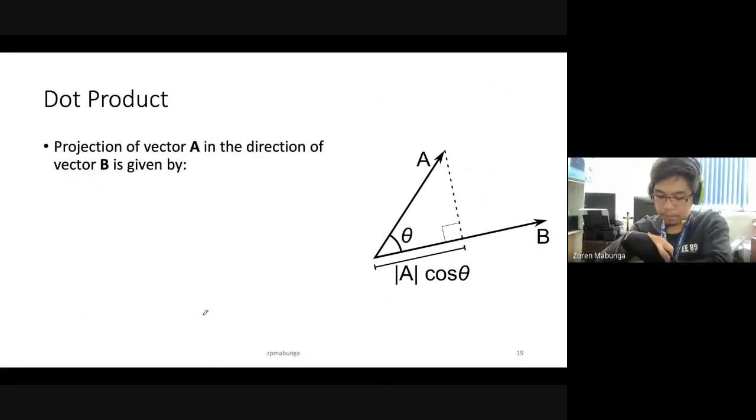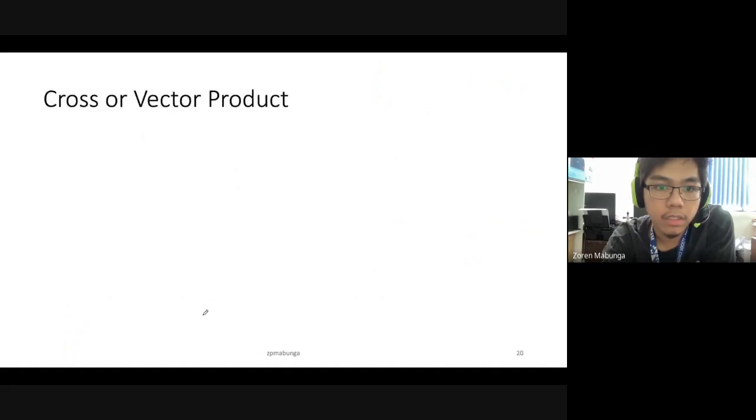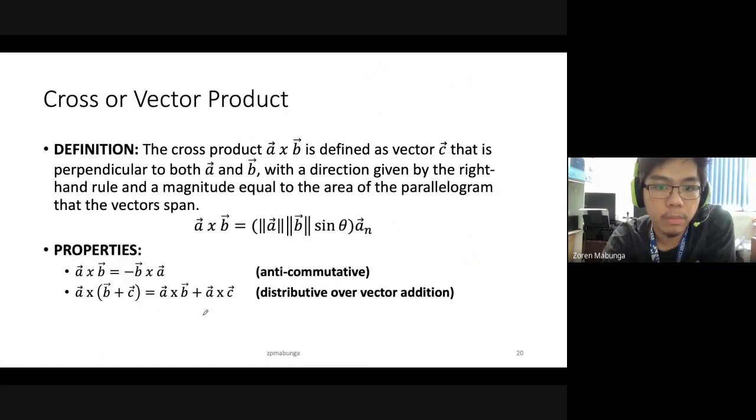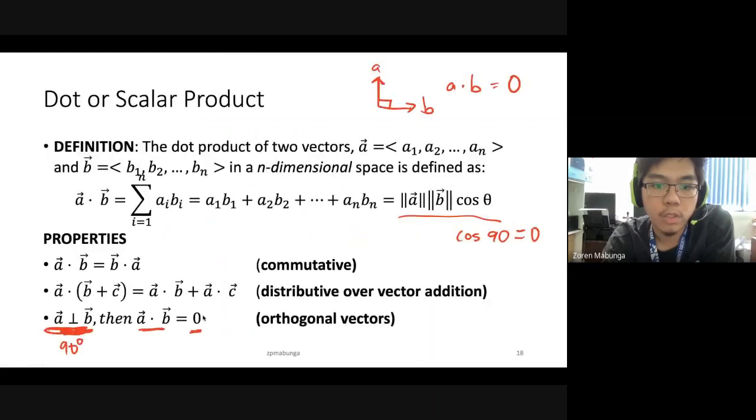Oras na. Okay, siguro hanggang dyan na lang muna tayo and then next meeting, magbigay din ako ng example. So para matapos natin hanggang dito sa cross product. Okay, so bigay ko muna yung formula sa inyo.